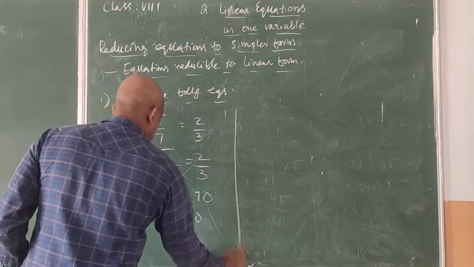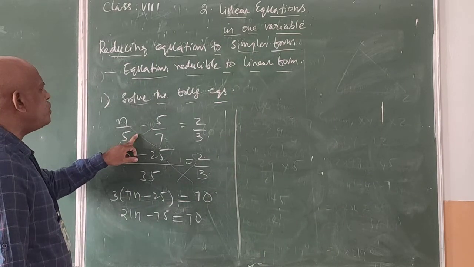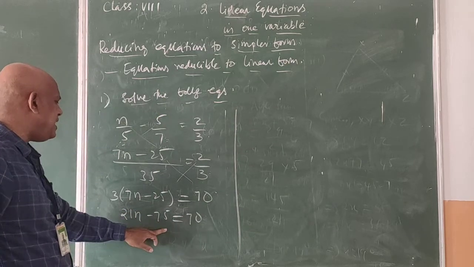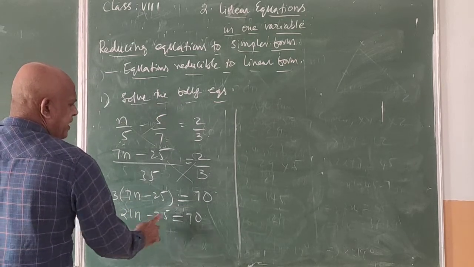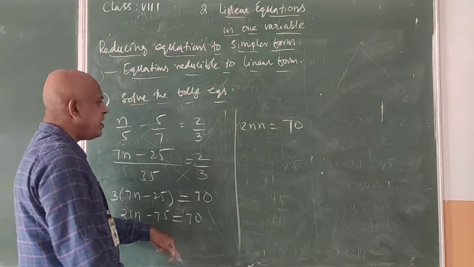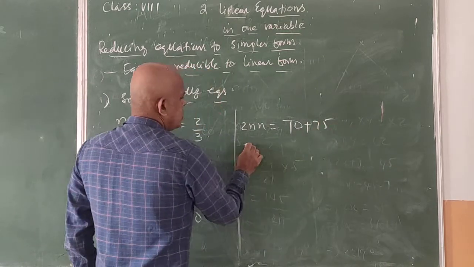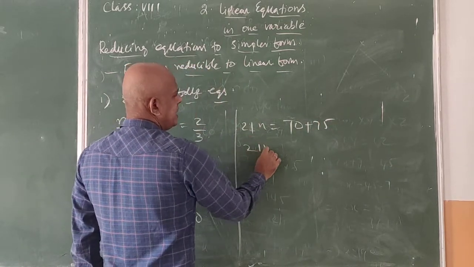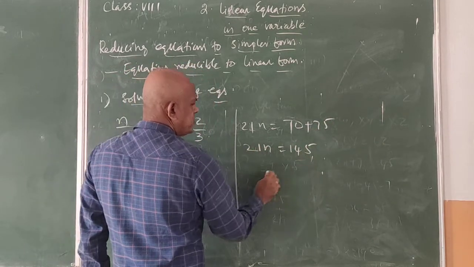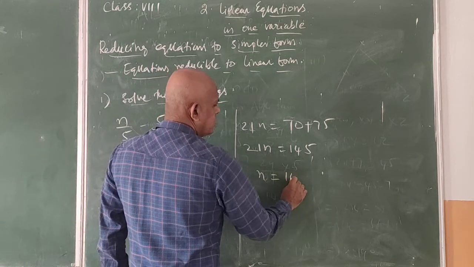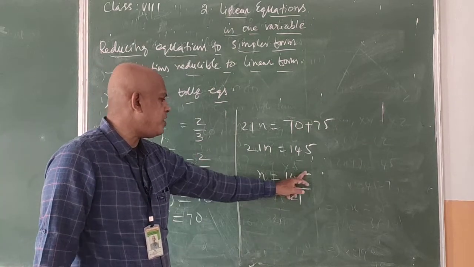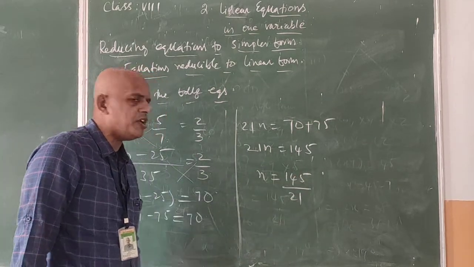Now it is the simplest form. We have reduced the equation to the simplest form, or an equation reducible to linear form. Now it is in linear form. So this is another way. Now minus 75 transfers to the right side as plus 75. So 21n is equal to 70 plus 75, which is 145. Now the product comes to the division part when transferred to the right side. n is equal to 145 by 21. Here we can't simplify further. The answer is 145 by 21, the same as the previous answer.